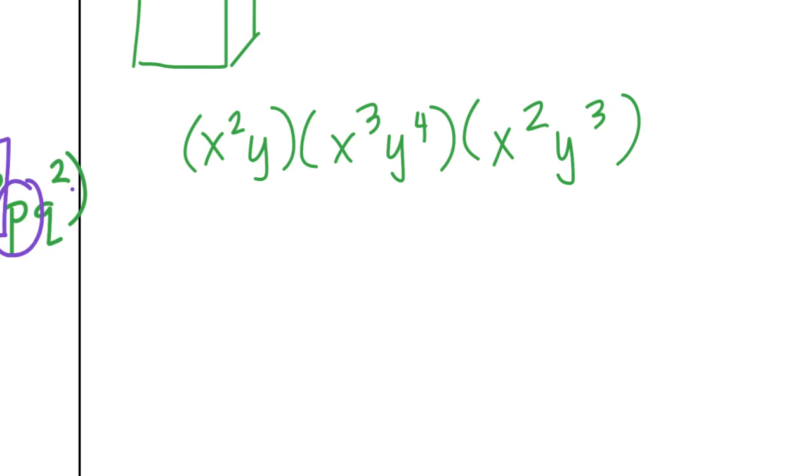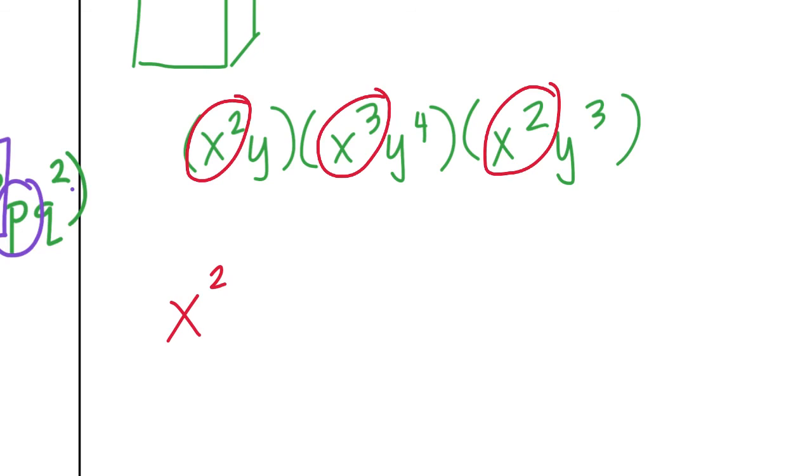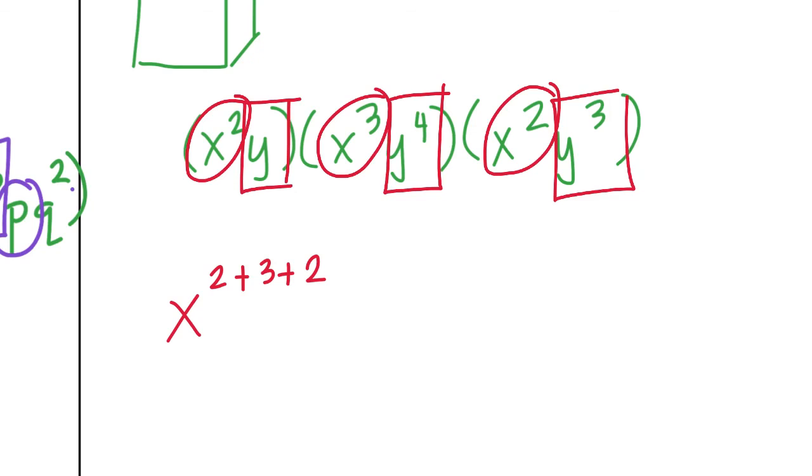So let's combine our like terms. This time we didn't have any coefficients, but let's start with those x's. I have x to the second, x to the third, and another x to the second. The product property says that I need to add all of those exponents. So 2 plus 3 plus 2. And then the same thing with those y's. I have y, y to the fourth, and y to the third. That first one has that invisible 1. So if we add all those exponents, it would be 1 plus 4 plus 3.